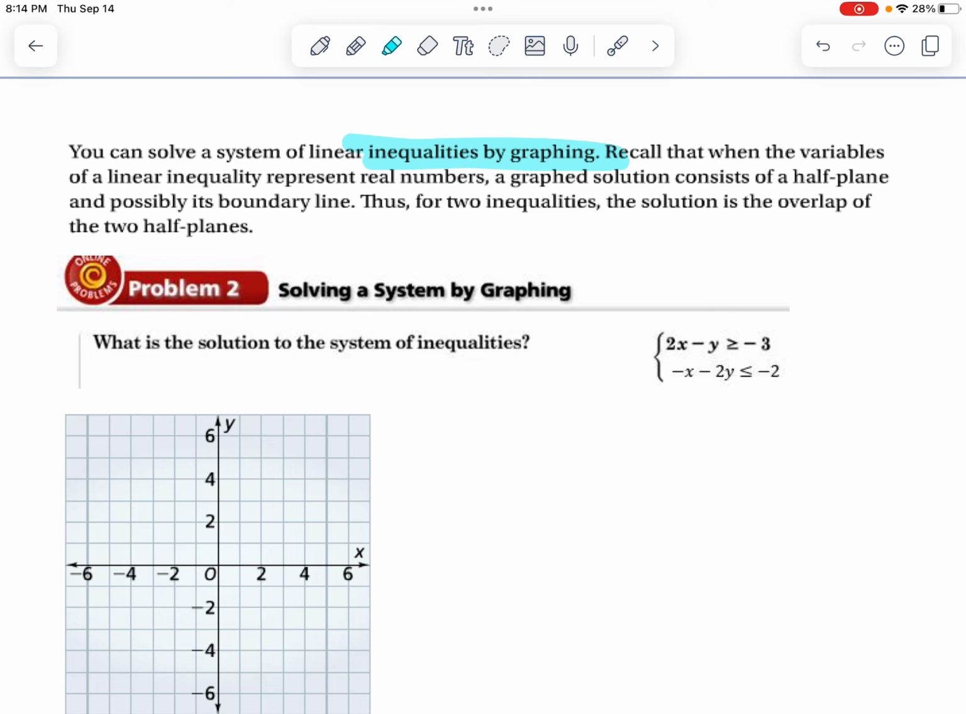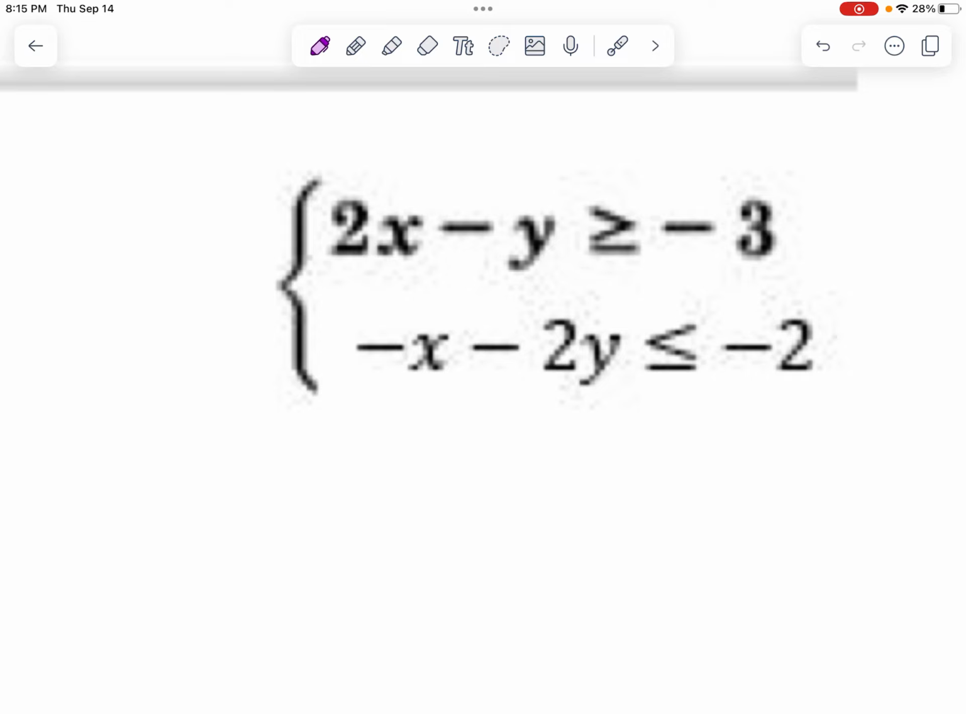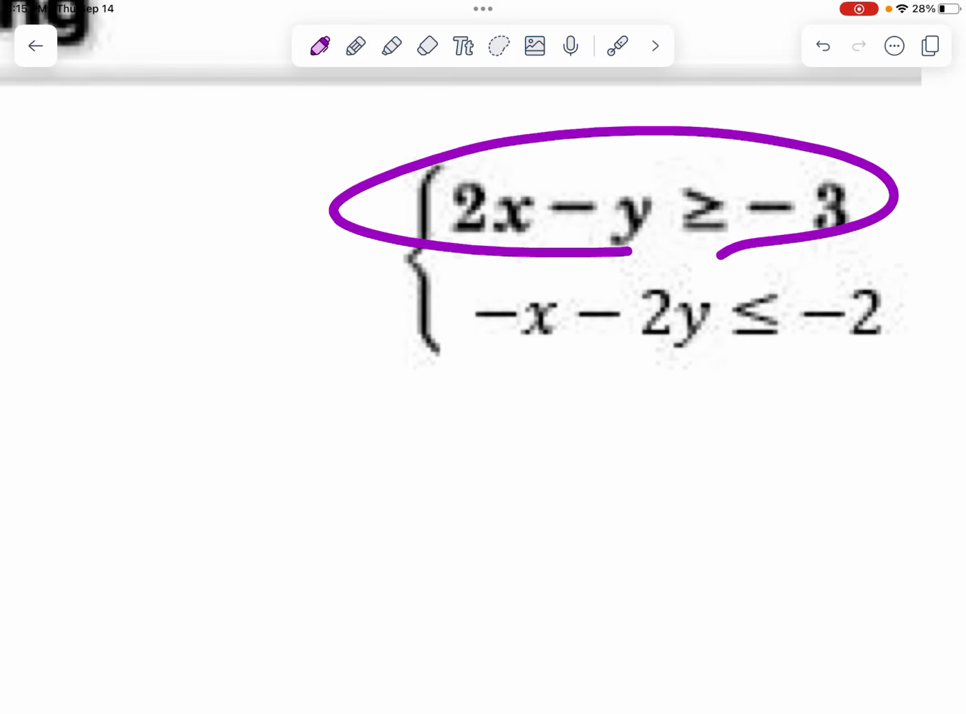Okay. I need you to recall that when the variables of a linear inequality represent real numbers, a graph solution can consist of a half plane. So we learned that back in chapter 2, section 8 with shading. You also learned it in algebra 1. So we're going to take a look at this top inequality.